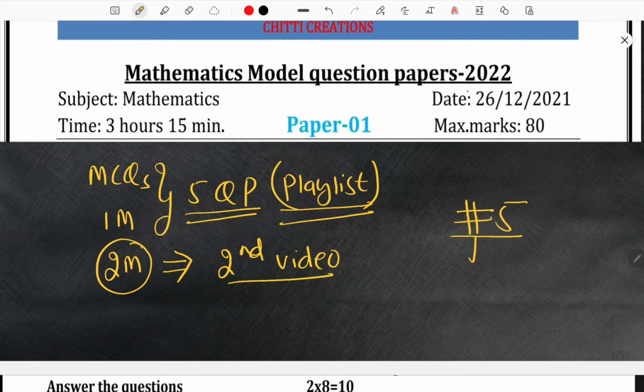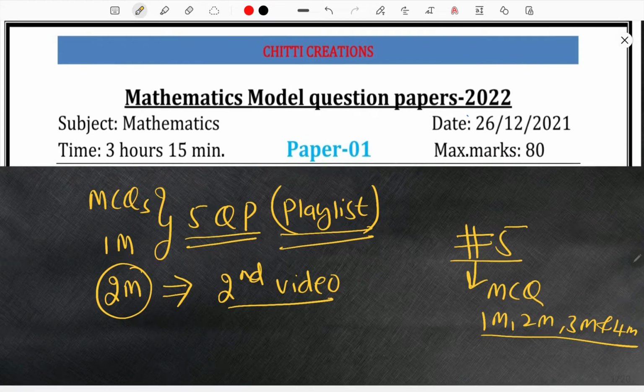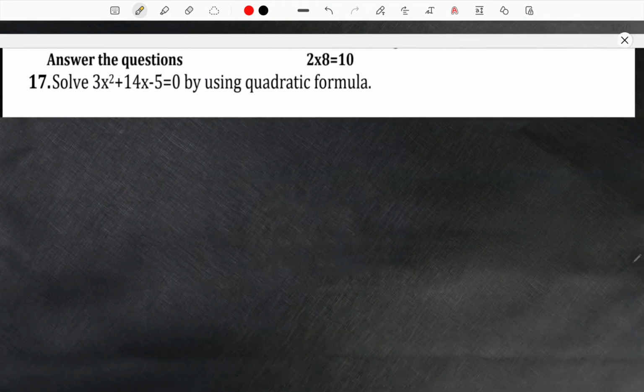In 5 question papers, the MCQs, 1 mark, 2 mark, 3 mark and 4 mark questions will all be solved, so that you will get to know the nature of questions and how the questions from each chapter get repeated. Alright, so let's get into the 2 mark questions here.